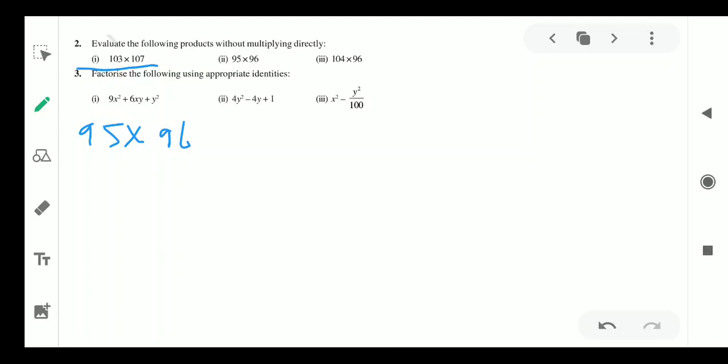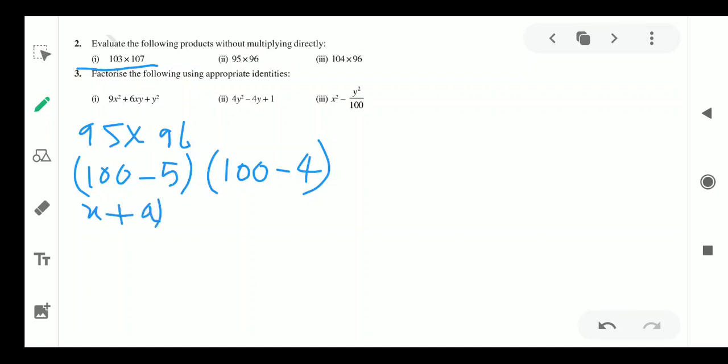Squaring 90 like this is somewhat difficult. You should change this to 100 minus something, then it will be easy. So it can be written as 100 minus 5, and this is 100 minus 4. 100 minus 5 is 95, and 100 minus 4 is 96. Now this is in the form of (x plus a) into (x plus b).